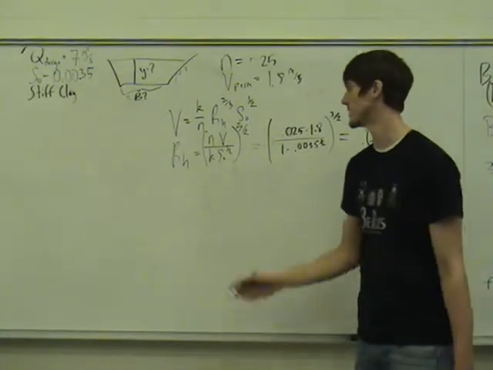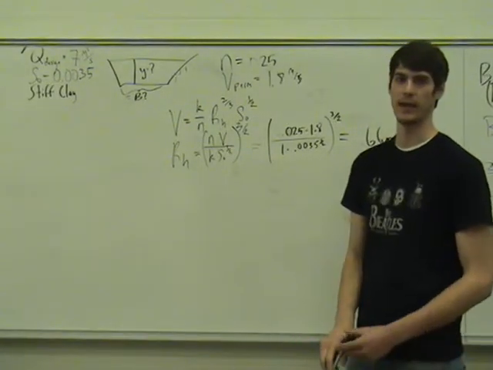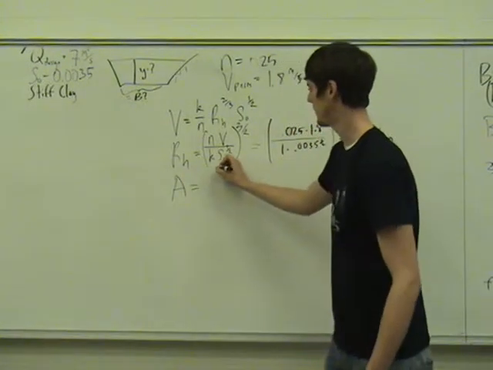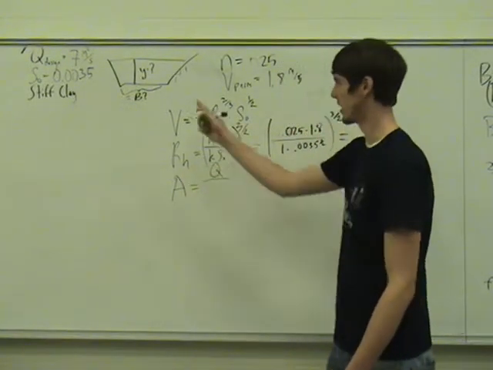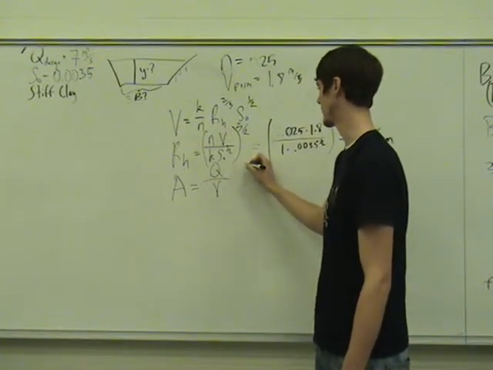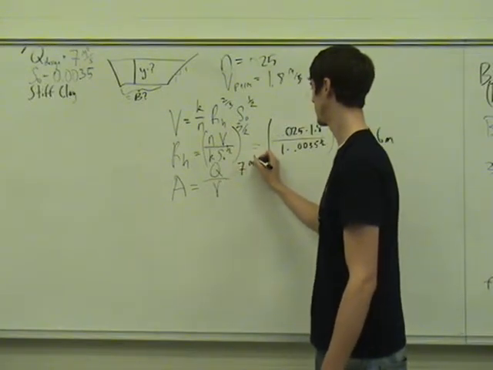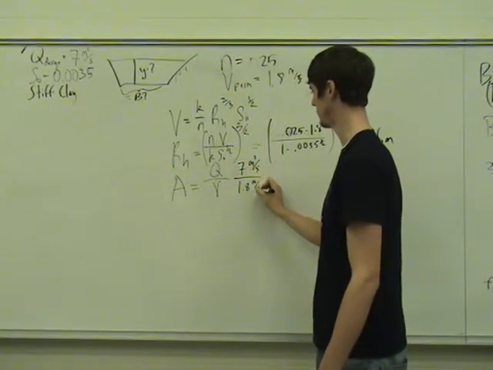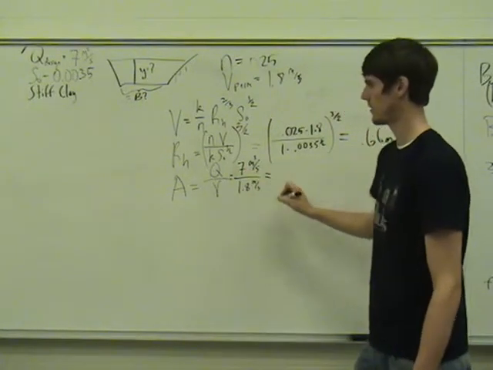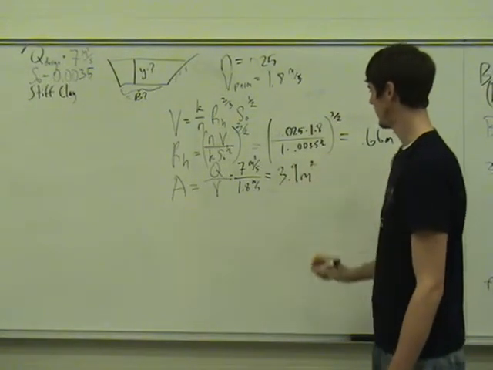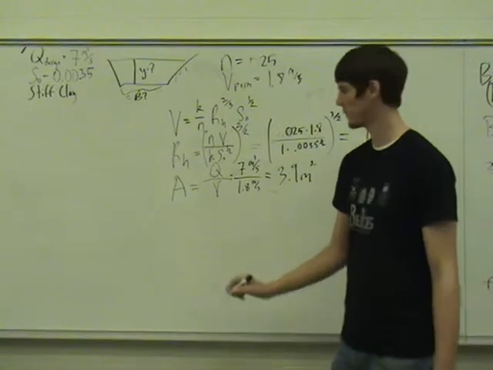The next step is to determine what the cross-sectional area in the channel is. And that can be done by dividing our discharge, 7 meters cubed per second, by the permissible velocity, which is 1.8 meters per second. This calculation gives us a cross-sectional area in the channel of 3.9 meters squared.